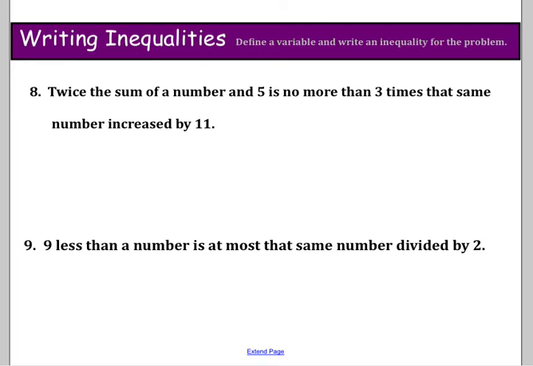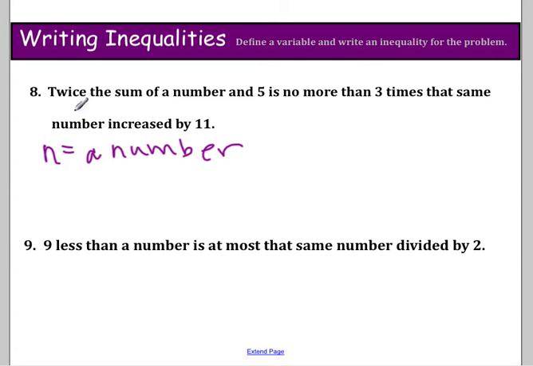So 8 says, we want to write the inequality that is twice the sum of a number and 5 is no more than 3 times that same number increased by 11. Okay, so up here in the directions it says define a variable and write the inequality. So we don't know what n is, we don't know a number, so I'm just going to let n equal a number.